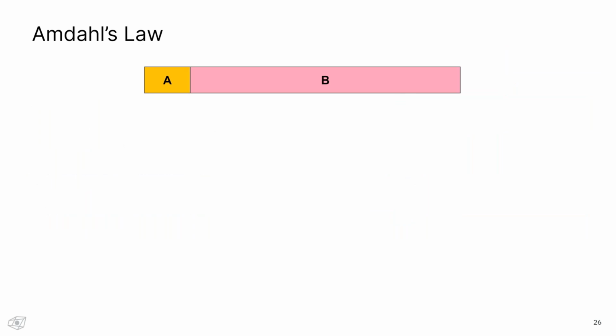And you can apply this by using something called Amdahl's law to think about this. If we take that prior trace and collapse it into two parts, A and B.